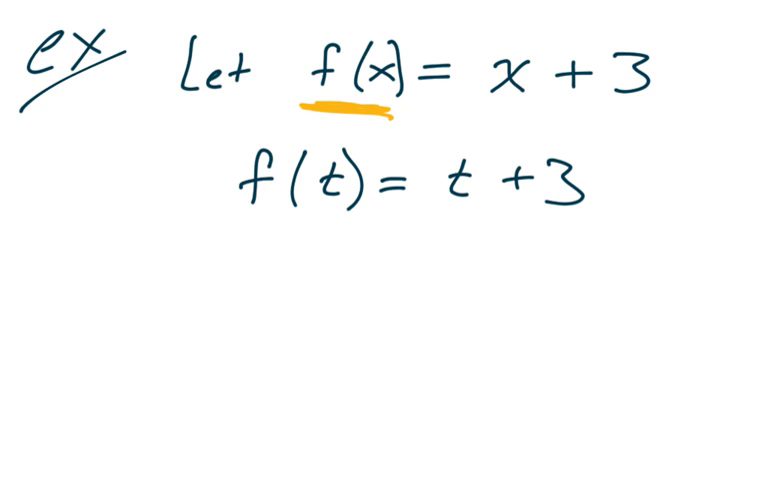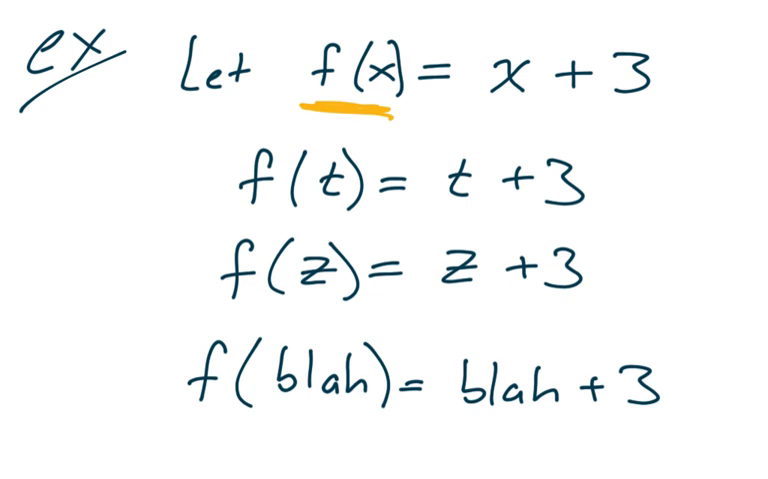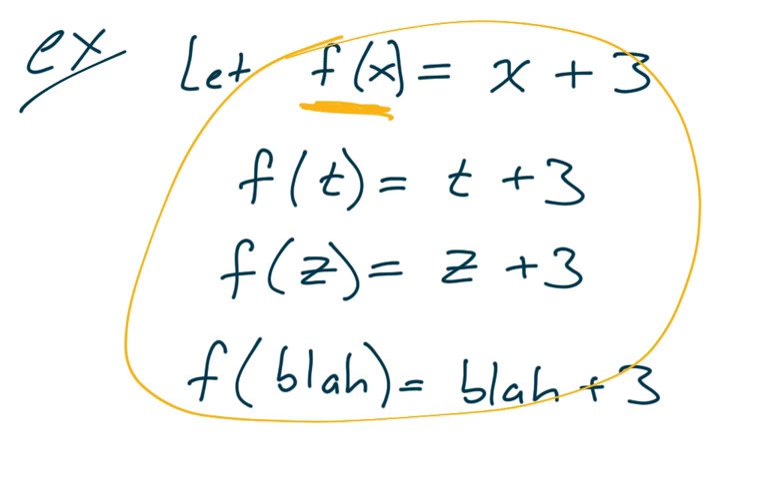We could write f as f of t equals t plus 3. This same f could be written as f of z equals z plus 3. This same function f can be written as f of blah equals blah plus 3. Every single one of these is saying the same exact thing.